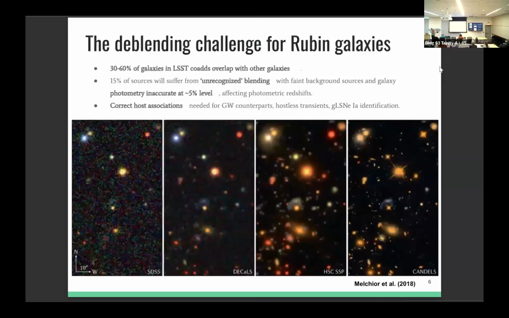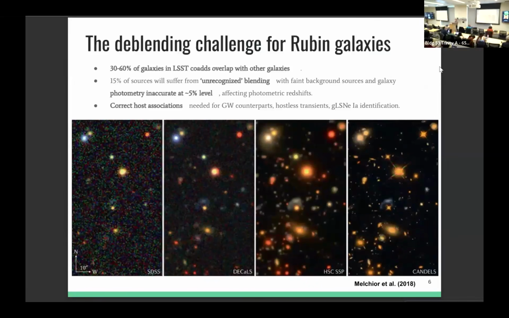And the reason that this is important for Rubin is that as we get to the depths of Rubin, shown up until the third plot on the figure here, we reach a point where we're so deep that a large fraction of galaxies are blended with other galaxies, and this can cause inaccuracies in photometry. We can miss faint background sources. So we really want to leverage Euclid in order to come up with accurate galaxy catalogs that capture all of those faint background sources and extract accurate photometry.